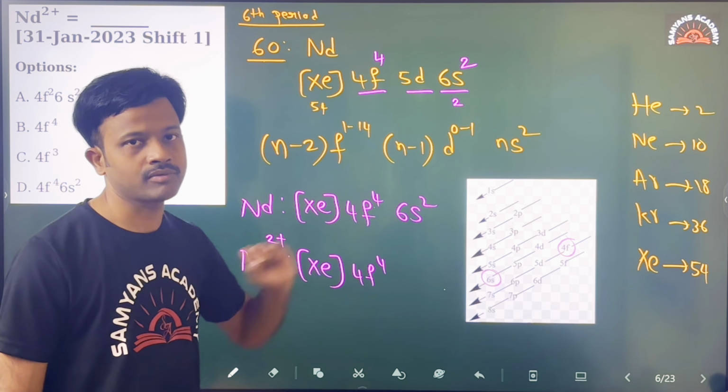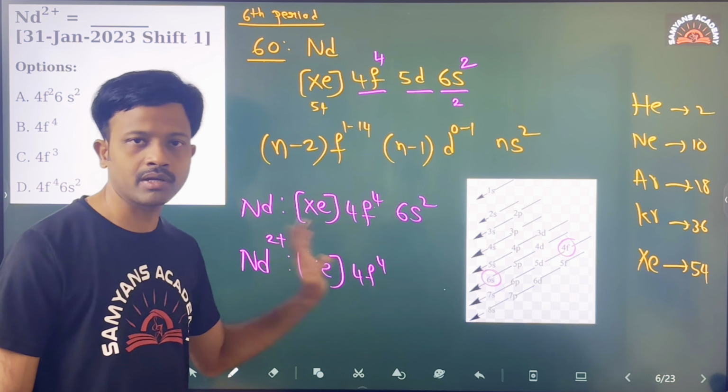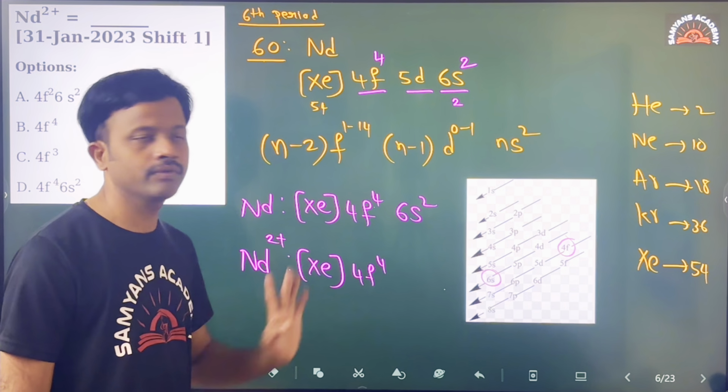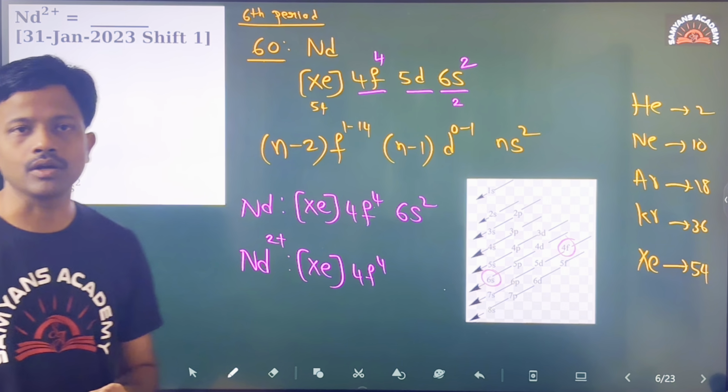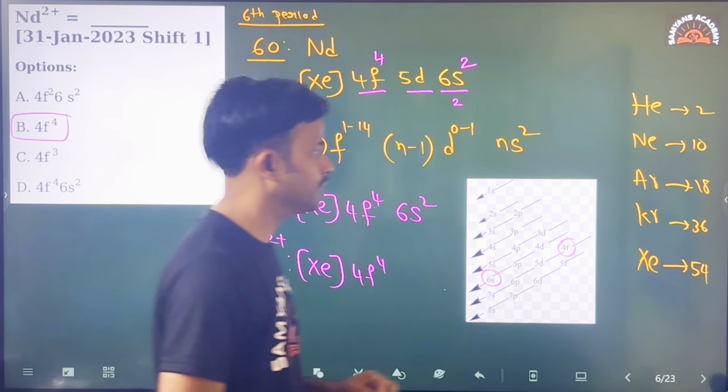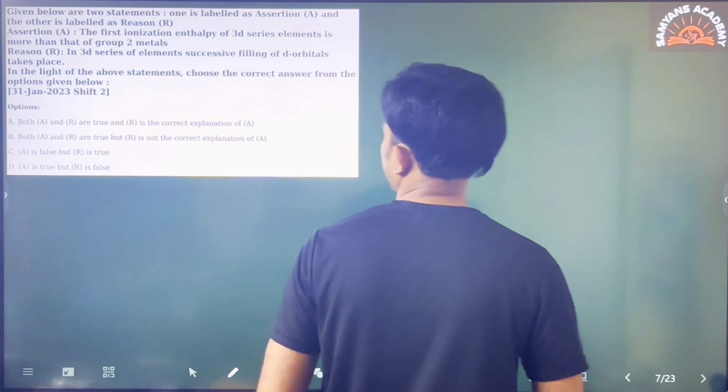After removal of 2 electrons from the last orbit, the electron configuration becomes xenon 4f4, right? So the last electron configuration of neodymium is 4f4. This is your right option, that is B. So in this way you have to do it. Is it clear, everyone? Okay, move on to the next question.